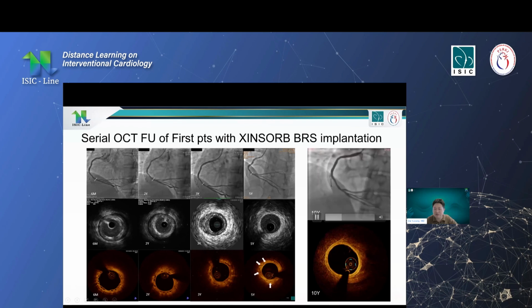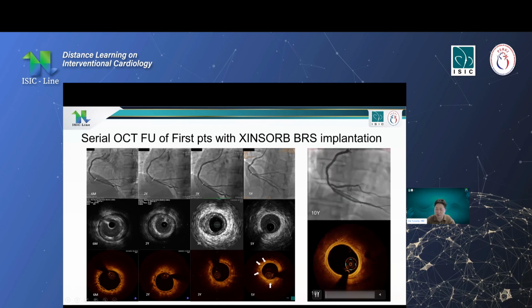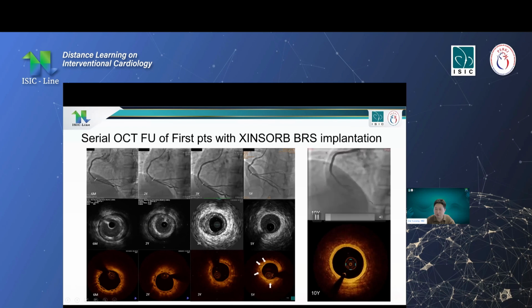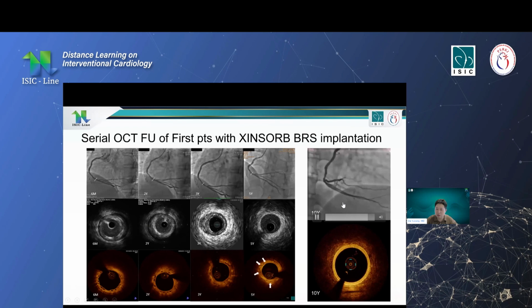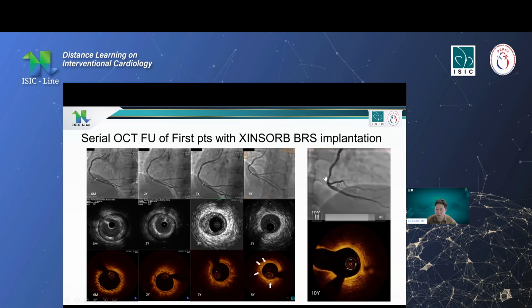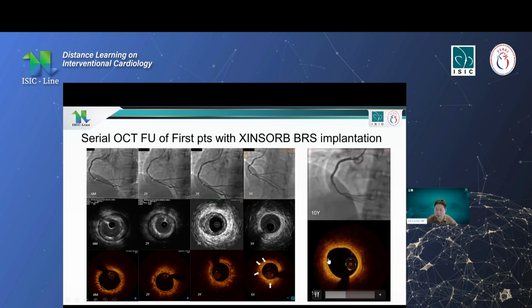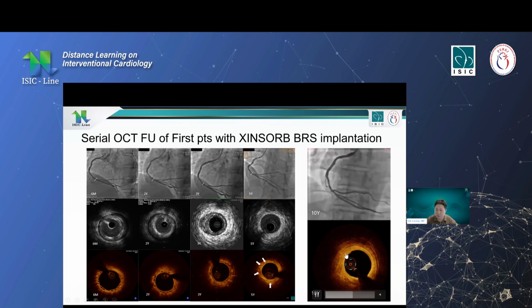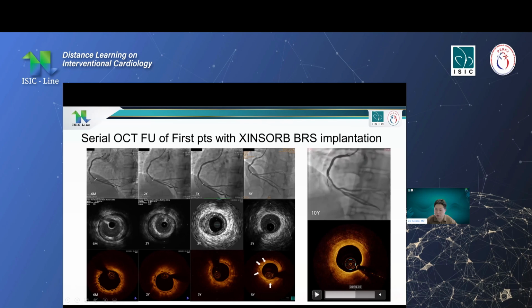And you can see this is the 10 years follow-up result. This is an angiography with rotation around from different angles, and you can see very good lumen gain. And you can see just here, the scaffold was completely absorbed, and the lumen gain is still very good here.